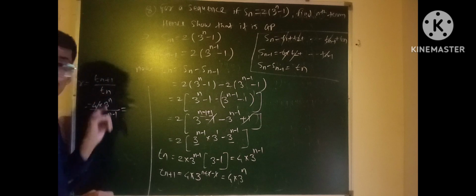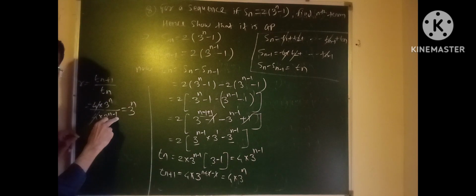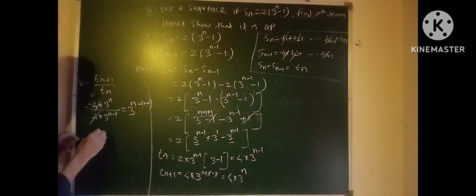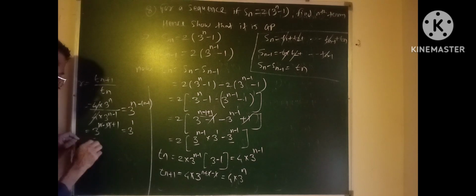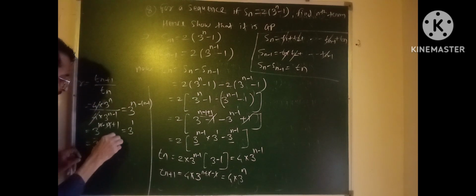A raised to m upon a raised to n, how do we write? A raised to m minus n. So minus of n minus 1. So 3 raised to n minus n, minus of minus plus 1, these two get cancelled. 3 raised to 1, that is 3. Now this is what? Constant.